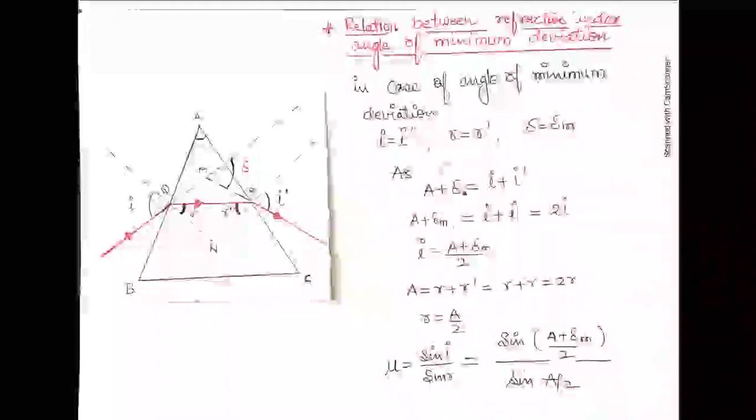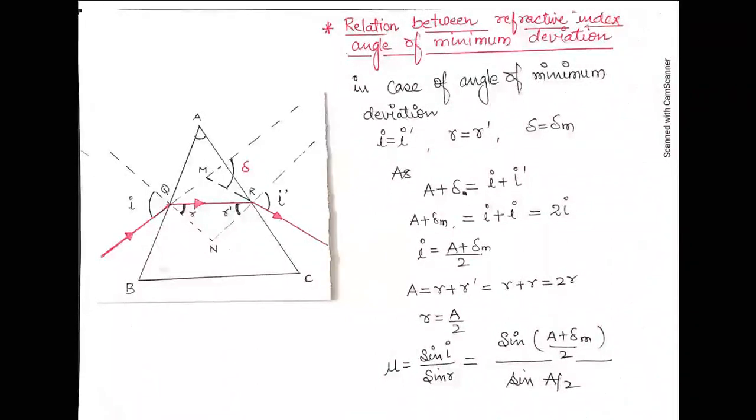Hello everyone, today we are going to discuss the relation between refractive index and angle of minimum deviation. Now we have a prism here, A, B, C will represent the prism and the angle of this prism is given as capital A. This ray is the incident ray, which is incident on the surface AB and makes an angle I with the normal. Further it enters into a denser medium and bends towards the normal and makes an angle R, which is the angle of refraction.